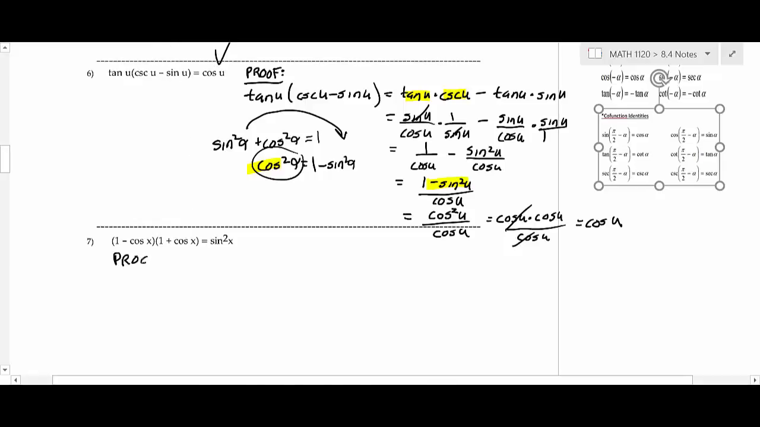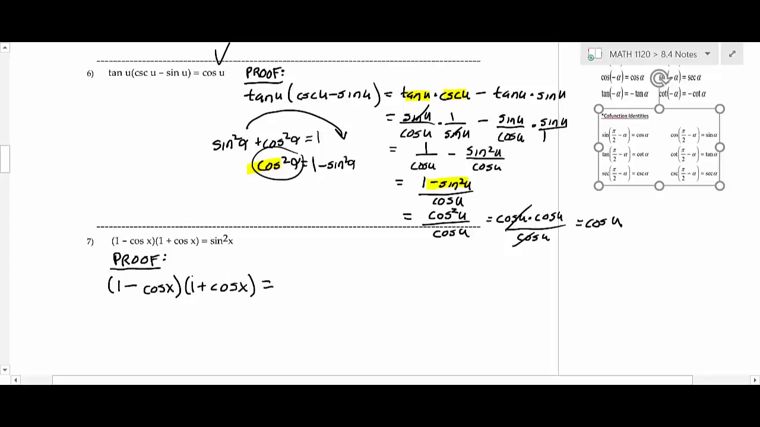So let's do this. Write down the word proof. Write down the most complicated side. I have a feeling this one's going to be real easy. So I'm going to start that way. All right, what should I do? FOIL. Okay, do it. Go ahead and multiply it out.